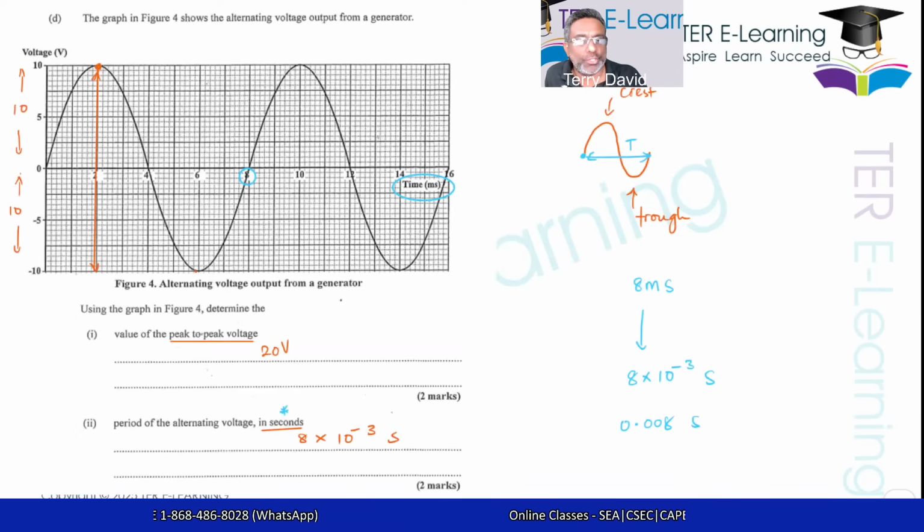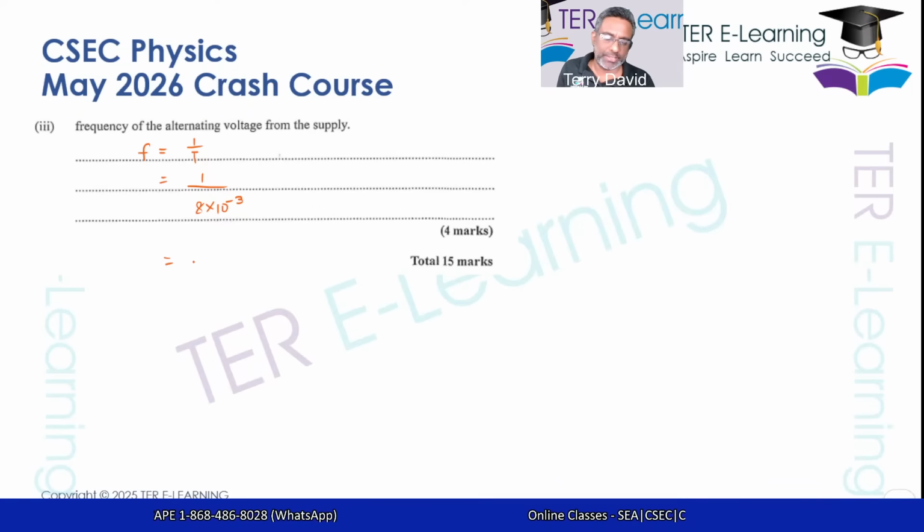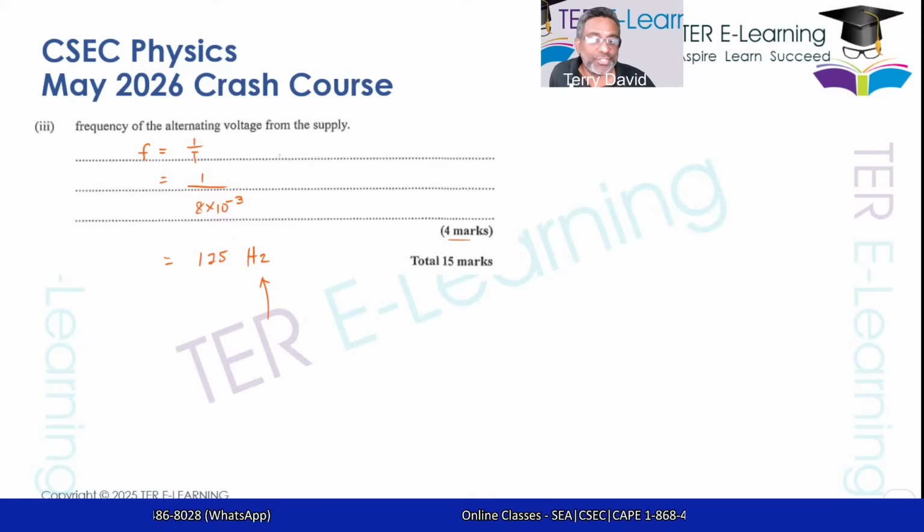Now that's why they want you to put the time in seconds here, because to work with the frequency formula, time has to be in seconds. So this is going to be 8 by 10 to the minus 3. So when I work this out, I'm going to get 1 divided by 8. So I'm going to get 125. So the reason why CXC is giving you 4 marks for this here, they want to make sure you give the correct unit for frequency. Frequency is measured in hertz, capital H, small z. Okay.